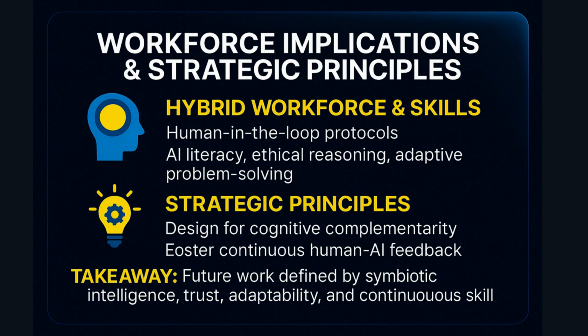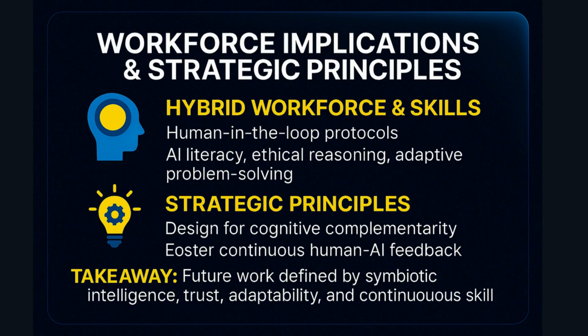As AI becomes deeply embedded in the workplace, organizations must rethink how humans and machines collaborate. This slide outlines the emerging hybrid workforce model, emphasizing the need for human in the loop protocols, AI literacy, and adaptive problem solving. These skills are essential for navigating a future where AI augments, not replaces, human capabilities. The strategic principles presented offer a roadmap for responsible integration, designing systems that complement human cognition, fostering continuous feedback between humans and AI, and ensuring ethical, explainable AI practices.